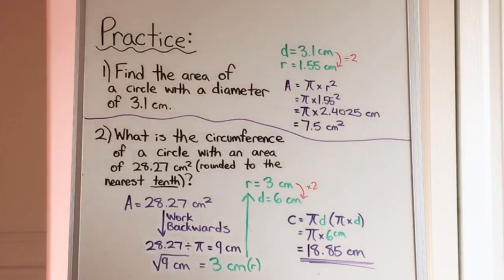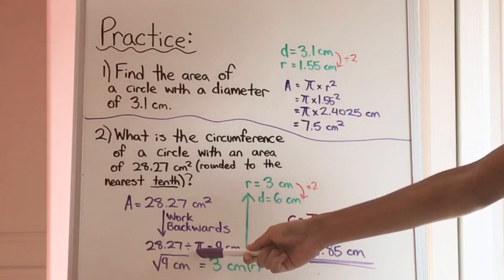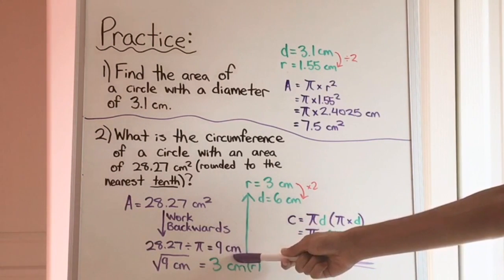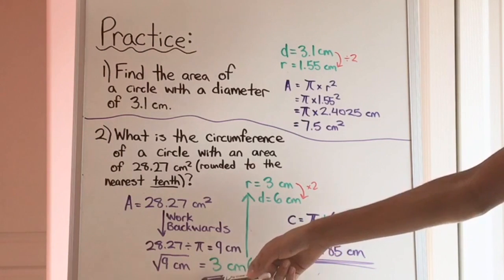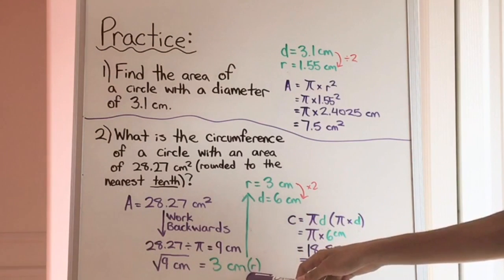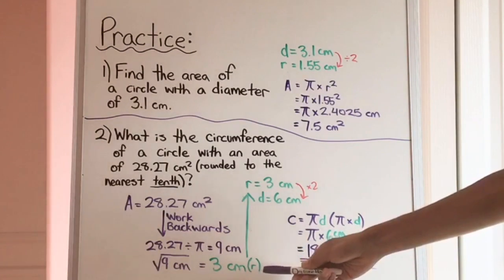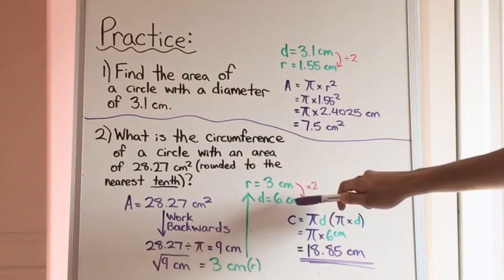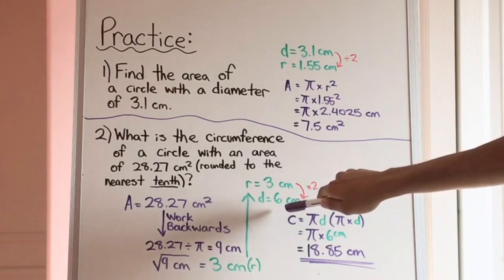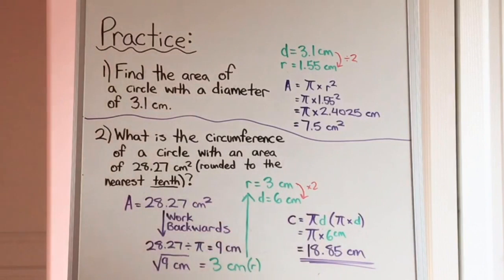We start with the 28.27, which is the area of our circle, and we work backwards. So, we divide the 28.27 by pi, which gives us 9 centimeters. 9 centimeters square rooted is 3 centimeters, which is the radius. In a normal formula, we usually square the radius, so in this case, we square rooted it to go backwards. With this, we found our radius is 3 centimeters. 3 centimeters multiplied by 2 gives us a diameter of 6 centimeters.